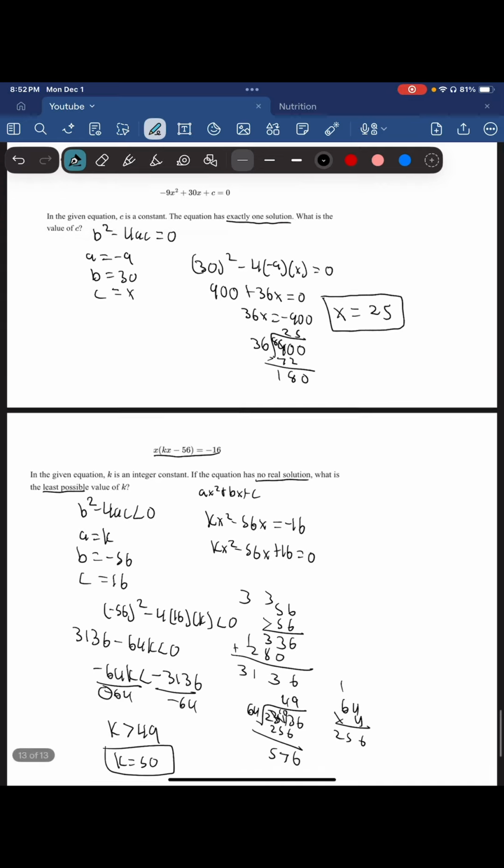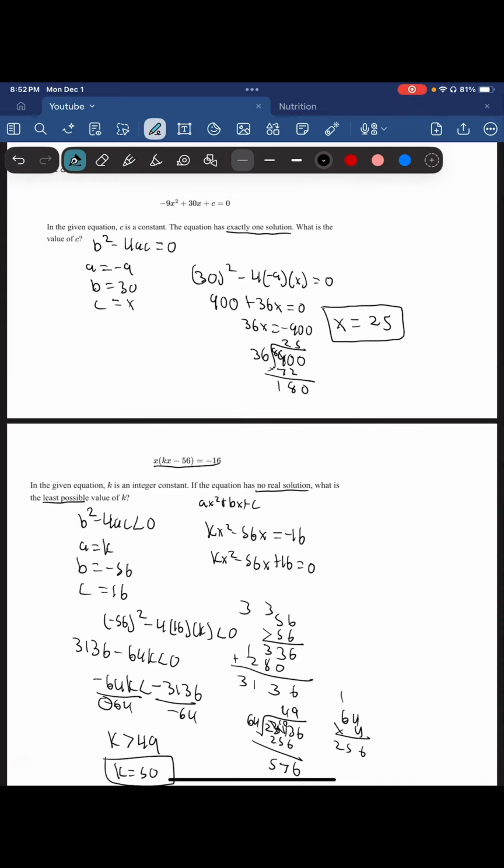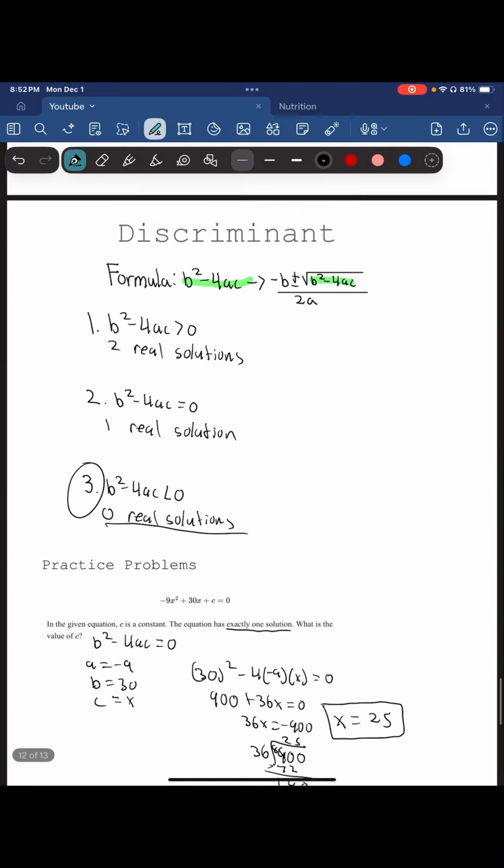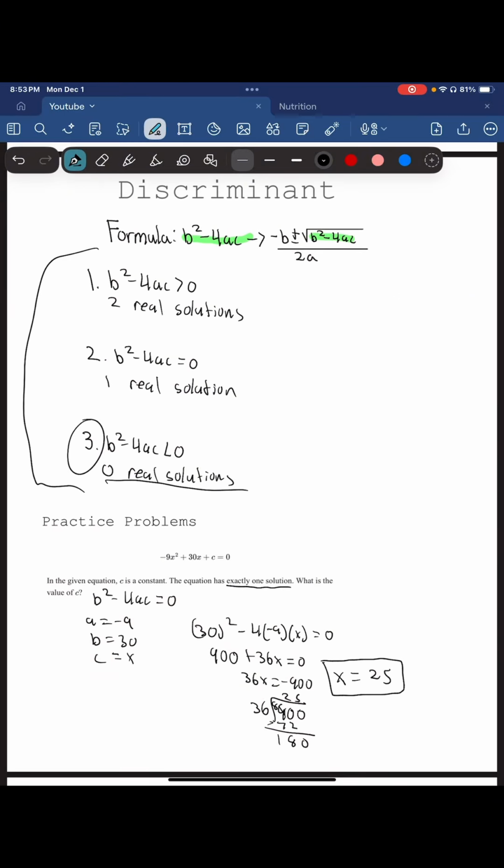So these are two problems that were on the SAT practice test, and we just basically solved them pretty easily just by knowing the discriminant, just knowing these three cases. And this is very important to know, as it will show up a lot of times on the SAT.